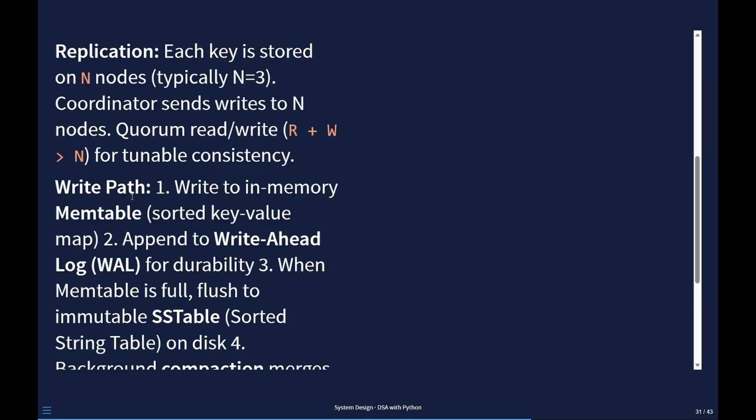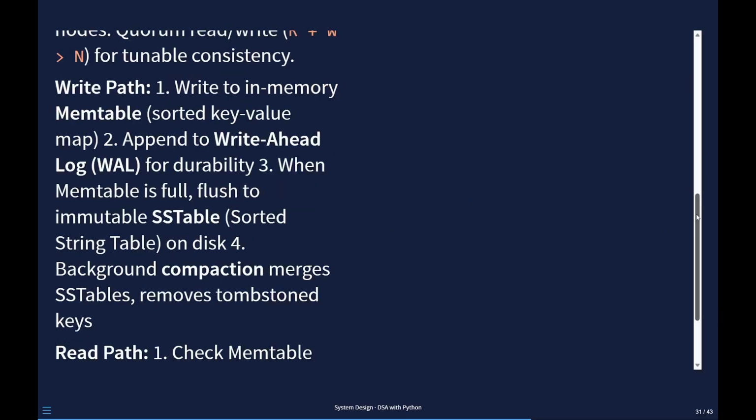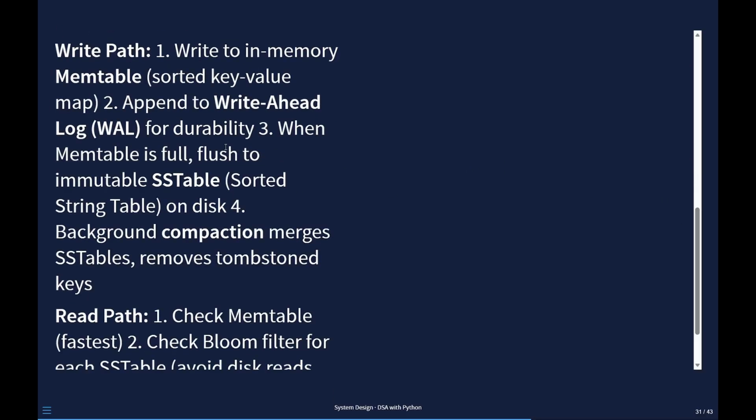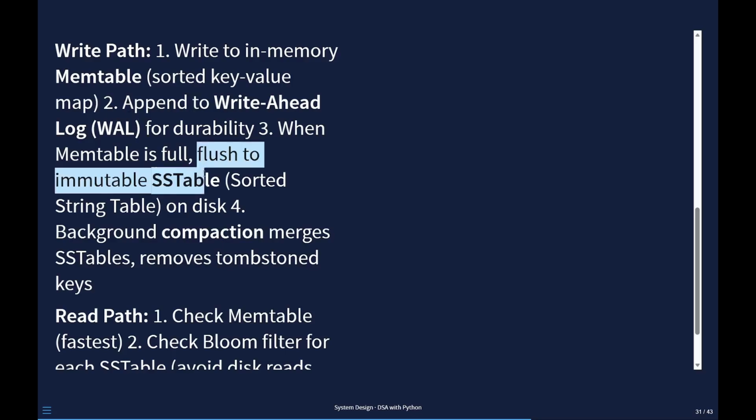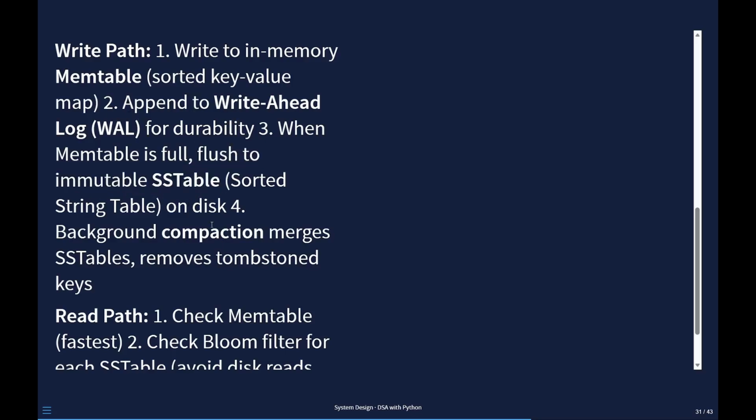Write path inside a node. This is the LSM tree data structure. A write appends to the write-ahead log on disk. This ensures durability, so the write survives a crash. Then the write goes into the memtable in memory, an in-memory sorted key-value map. Fast. When the memtable reaches its size limit, it is flushed to disk as an immutable SSTable, a sorted string table. Background compaction processes merge SSTables, eliminating duplicate or deleted keys.